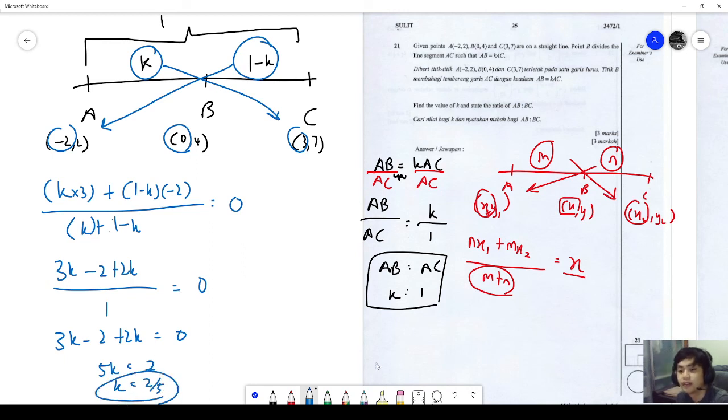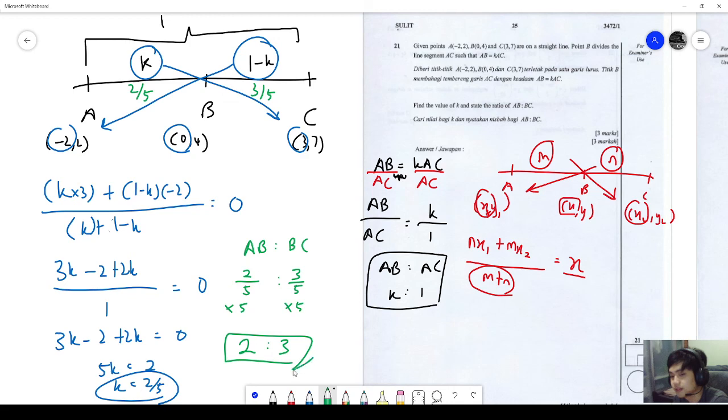So from here I already know that this is going to be 2 over 5, and 1 minus k is just 3 over 5 here. So AB ratio BC is 2 over 5 ratio 3 over 5. So ratios should not have fractions in them, so multiply both by 5, you have 2 ratio 3. And this will be our final answer.